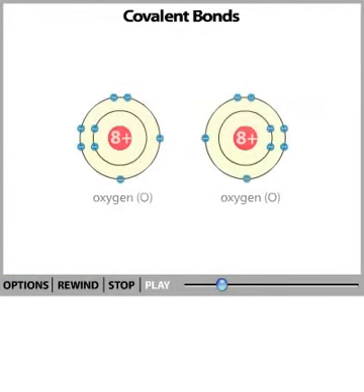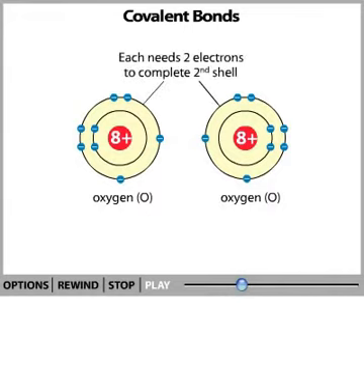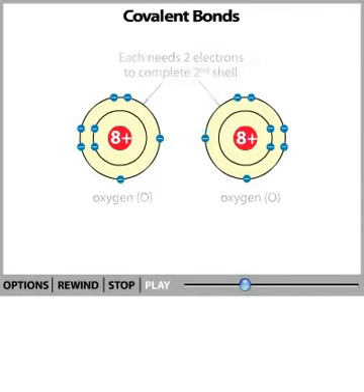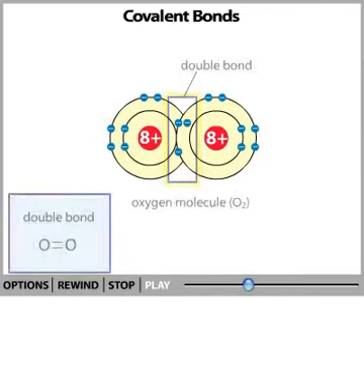Let's now consider oxygen, an atom with 8 electrons. 2 electrons fill the innermost shell, and the other 6 electrons reside in the next shell. This outer shell needs 2 more electrons to complete it, the octet rule. 2 oxygen atoms form a covalent double bond by sharing 2 electron pairs from their outer shells.